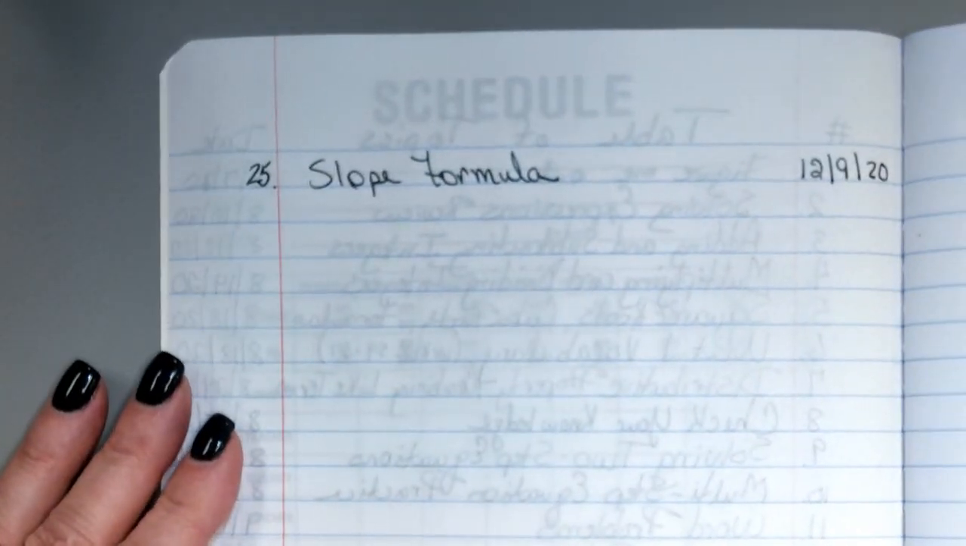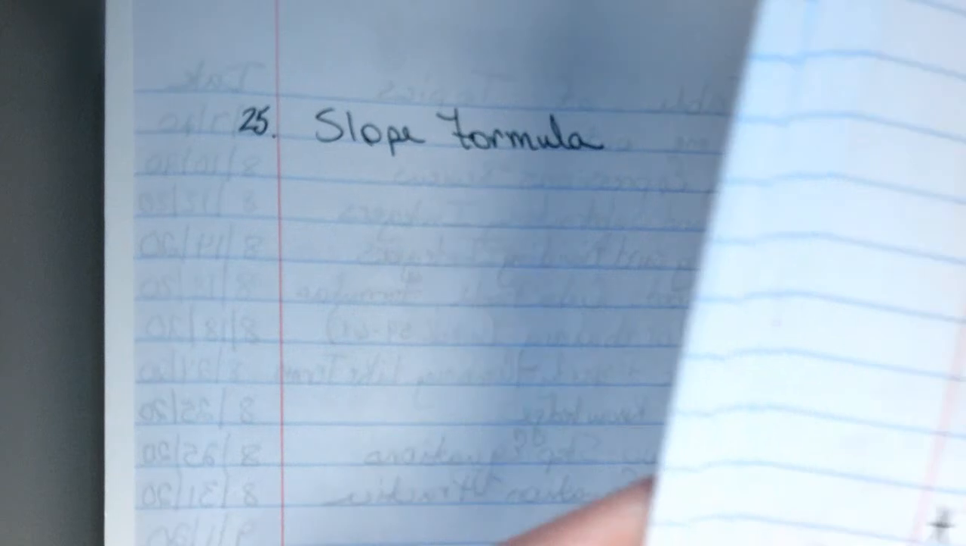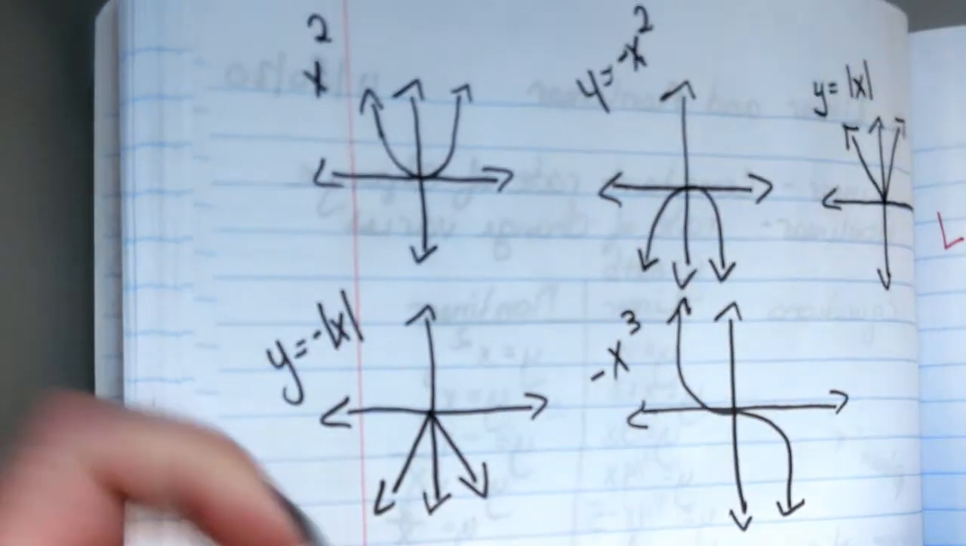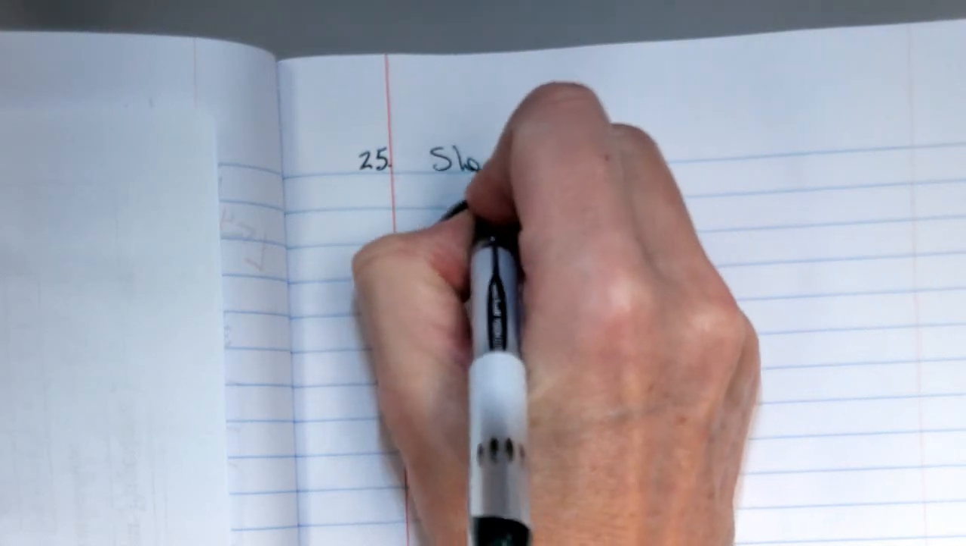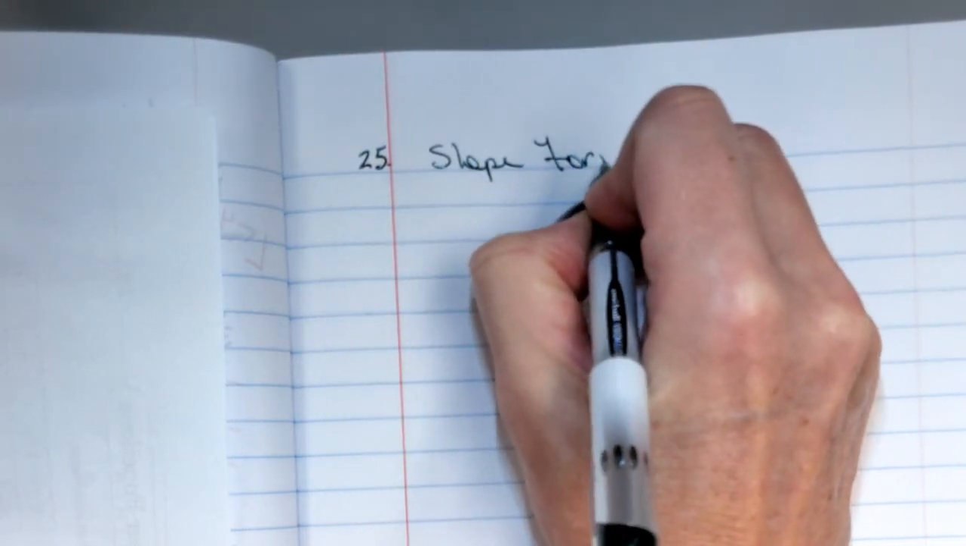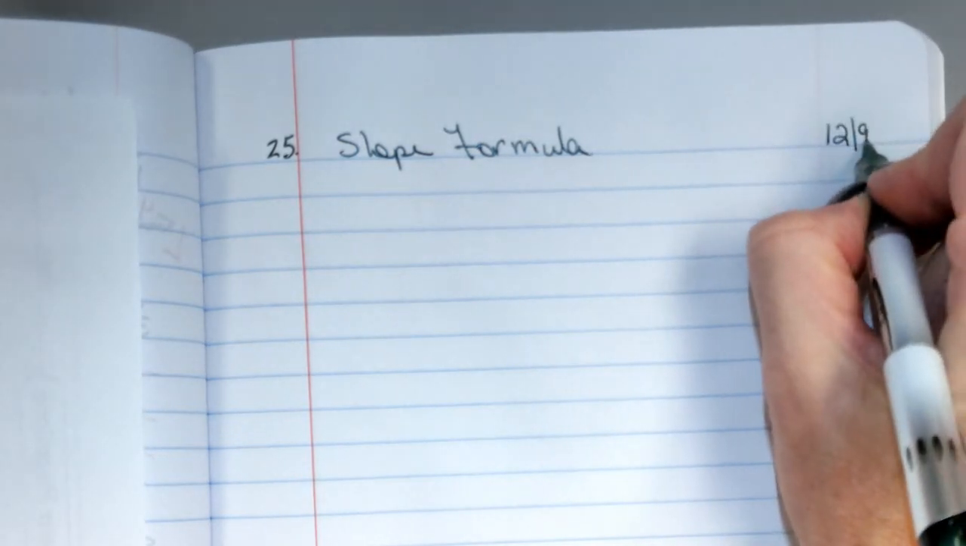Okay, so slope formula number 25, and today is the 9th. This is going right behind that last sheet that we glued in about linear and nonlinear. Now we mentioned our slope formula the other day when we were taking notes in our textbook. We talked about it then, so we're going to work with it some more today.